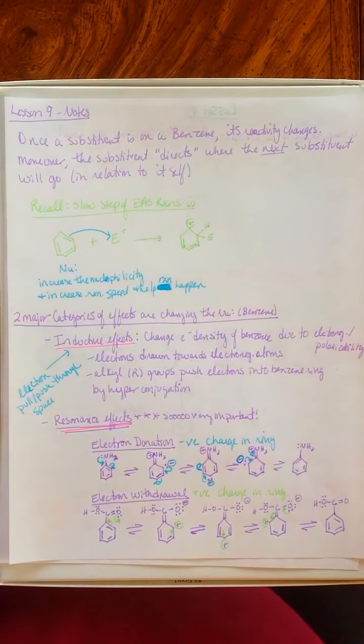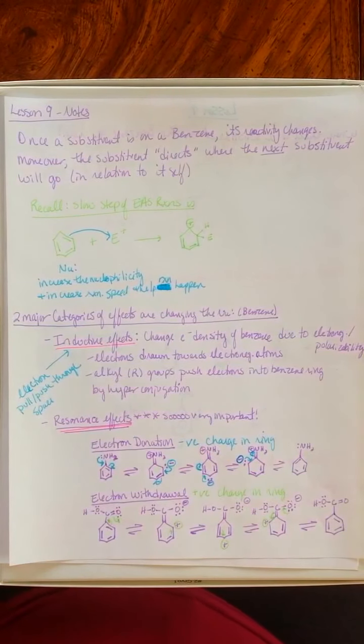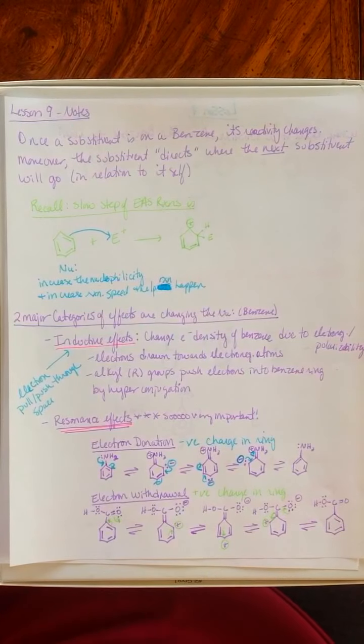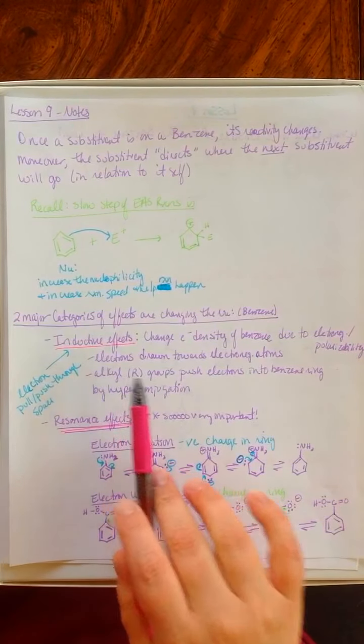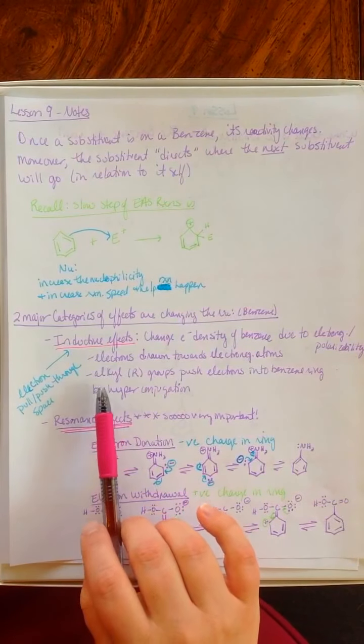Okay, so we have two major categories of effects and how they can change the nucleophilicity, or the amount of electron density, within the benzene ring. The first is an inductive effect. You all actually know what inductive effects are from before. These are things that pull electrons just because you have electronegative atoms, and that's going to change the electron density of the benzene by pulling some electrons in a particular area towards the electronegative atoms. One thing you may not be aware of is the alkyl group.